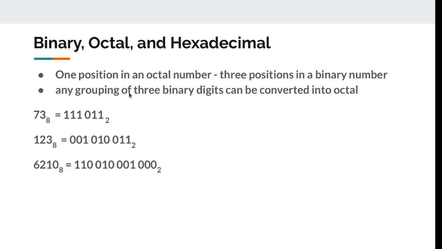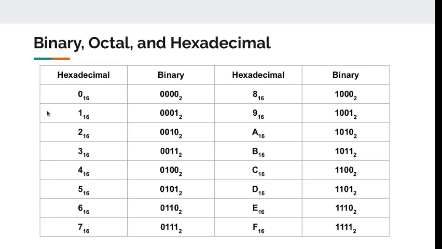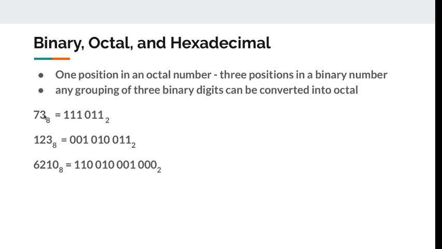So yeah, any grouping of 3 binary digits can be converted into an octal digit. You can see that here I have 7, and this is the binary representation for 7, and this is 3. The second digit here is 3 in the octal, and this is the representation of 3 in binary. So if I have 123 in octal, I can have 1, 2, and 3 in binary, and this represents the same. So it's really easy to convert from octal to binary.